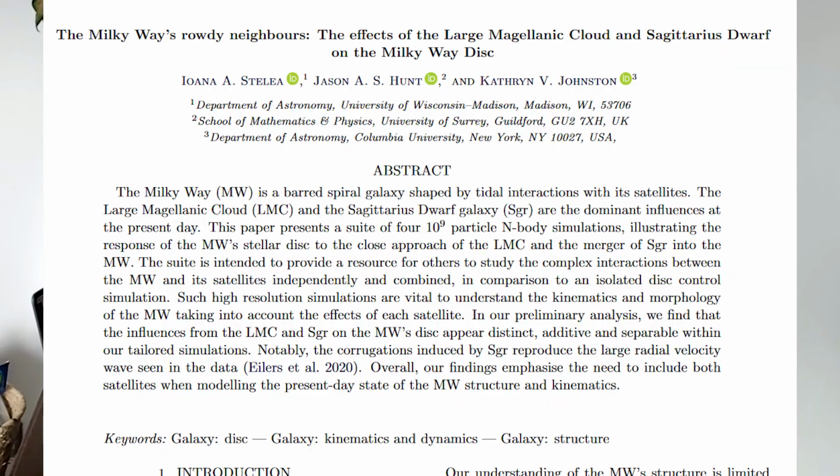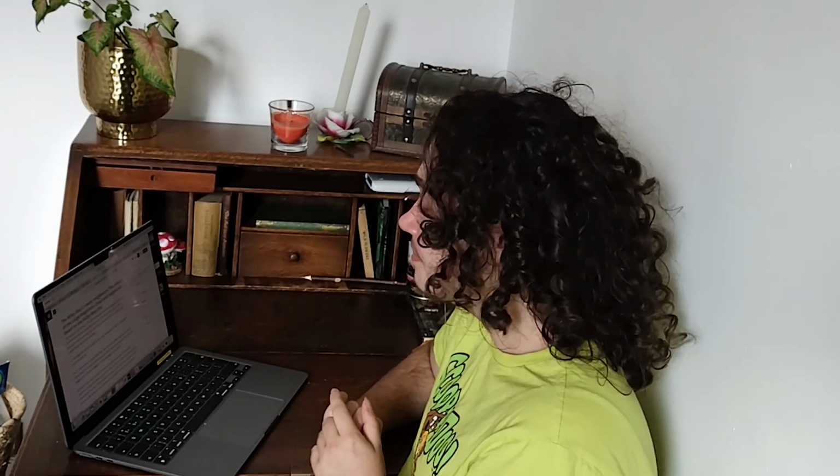The next paper I really enjoyed in particular. It is called The Milky Way's Rowdy Neighbours: The Effects of the Large Magellanic Cloud and the Sagittarius Dwarf on the Milky Way Disk by Stelea et al. And I really like this paper in particular because the previous papers have looked at a two-galaxy system, Milky Way and Sagittarius galaxy. But one of the limitations that their results have is that there is far more to it than just these two galaxies.